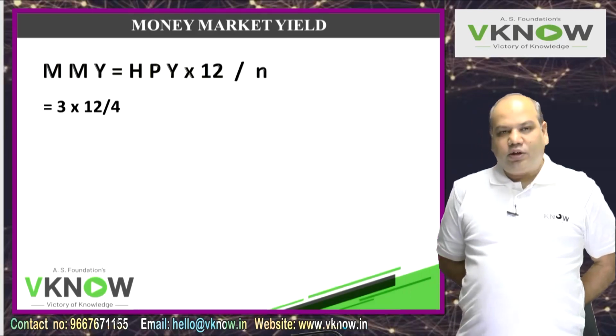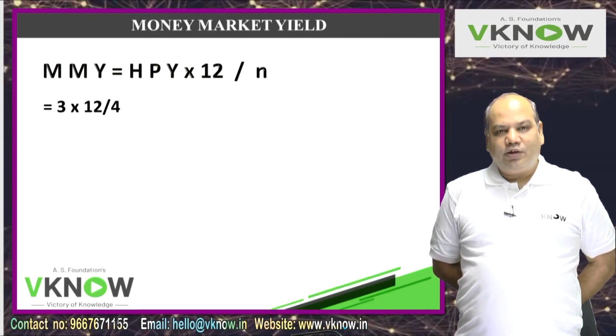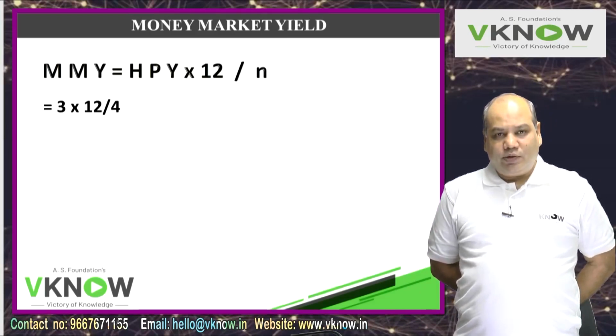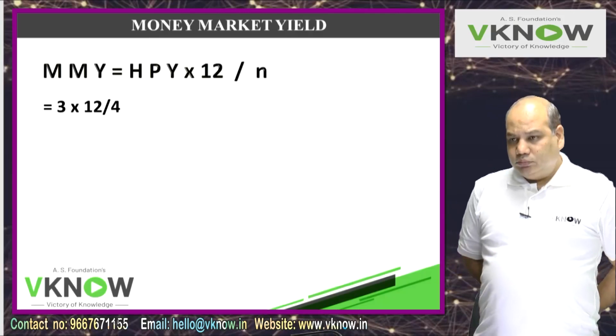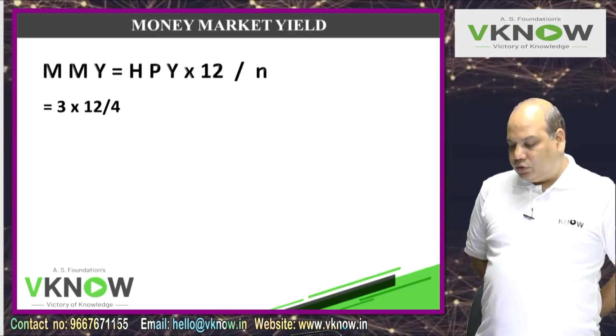So write down the next answer, money market yield. Money market yield is easy. Holding period yield into 12 by n.